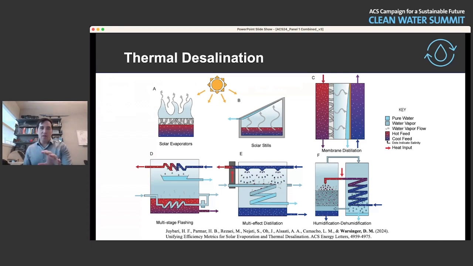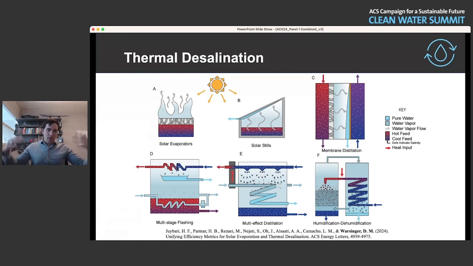You can see here the key on the right. To unify these processes, we have a systematic color code. Pure water is aqua color. In a blue-gray, we have water vapor. I've shown with arrows where the water vapor is flowing. And I have a color code here where blue is cooler, red is warmer, and there's an increased density of little dots to convey if the salinity is higher. So next up, multi-stage flash.